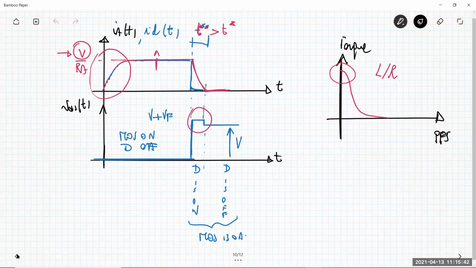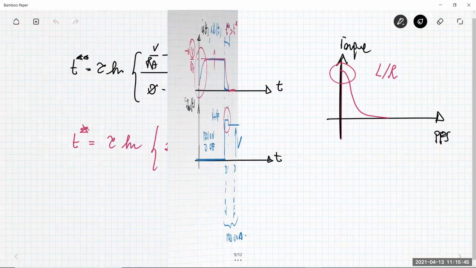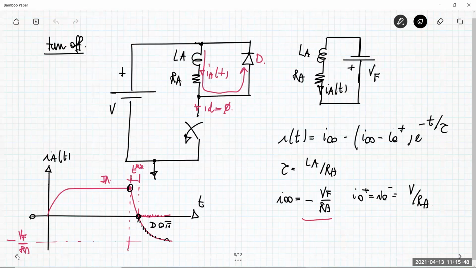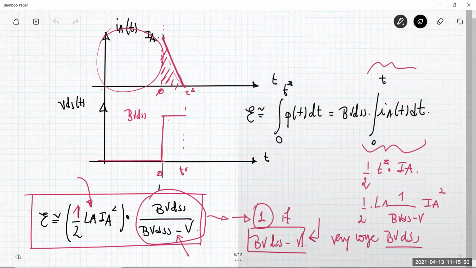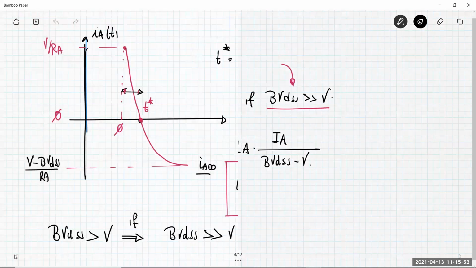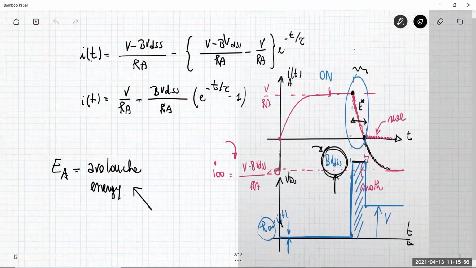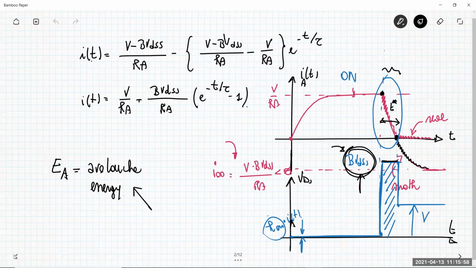I have some indication of what I have to do from my previous discussion. Let me go back to the L over R driver without any breakdown voltage, without any freewheeling diode. I said that here the T-star time interval, which is the turn off, is shorter than the T double star you get when you use the freewheeling diode. Why is this T-star short?